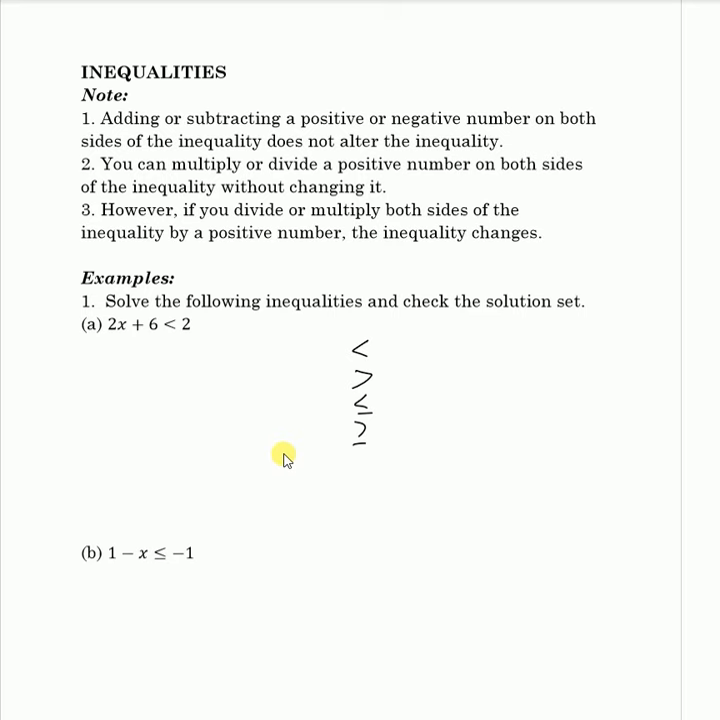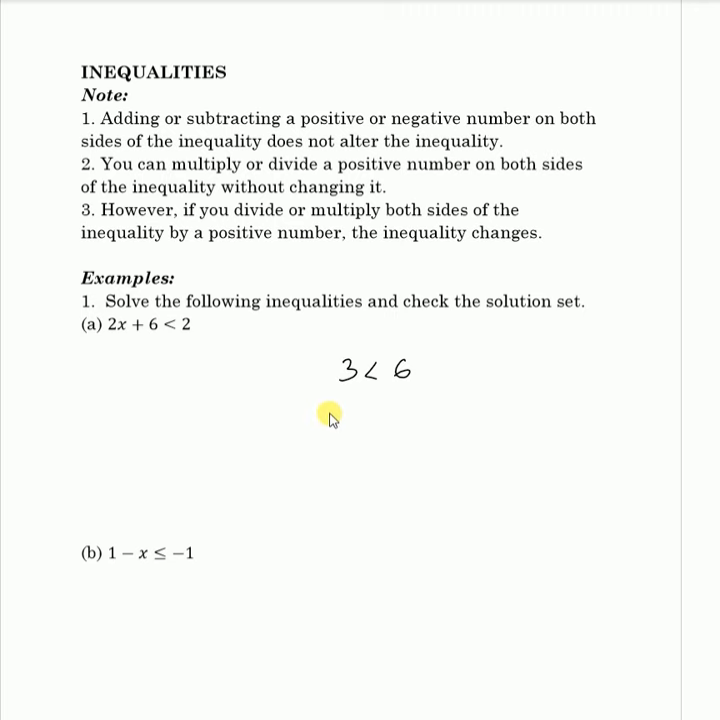Instead of having an equal sign, it bears those symbols: less than, greater than, less than or equal to, greater than or equal to. An expression having such is known as an inequality. And there are some things that you can do with inequalities. You see that this one is true. 3 is less than 6. Indeed, 3 is less than 6.